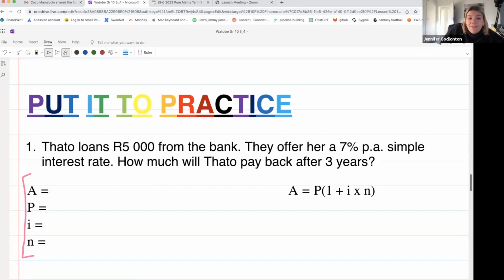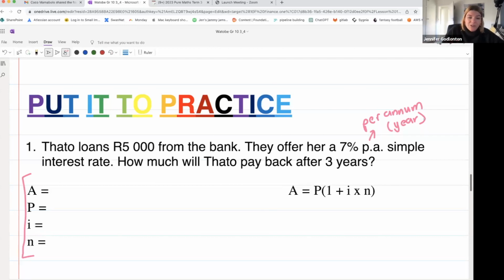Tatu loans 5,000 Rand from the bank. They offer her 5% per annum. That's what that means, per annum. And per annum means per year. Simple interest rate. How much will Tatu pay back after 3 years?